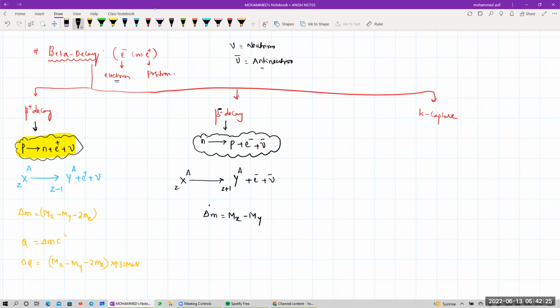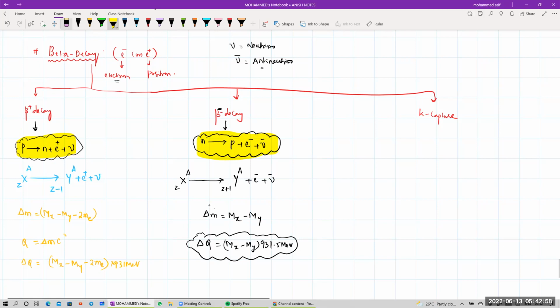Clear? For this one, if I write the energy released, Q is equal to (M_X minus M_Y), and in MeV you directly multiply with approximately 931.5 MeV. Clear? So what is happening in beta minus decay? A neutron disintegrates into a proton plus an electron as well as an anti-neutrino.